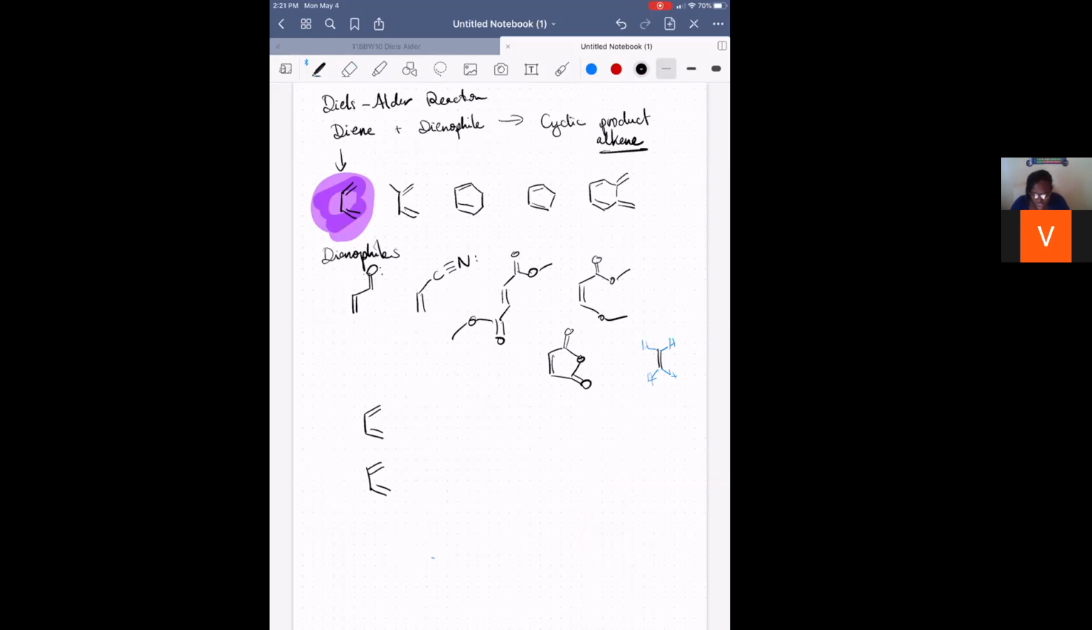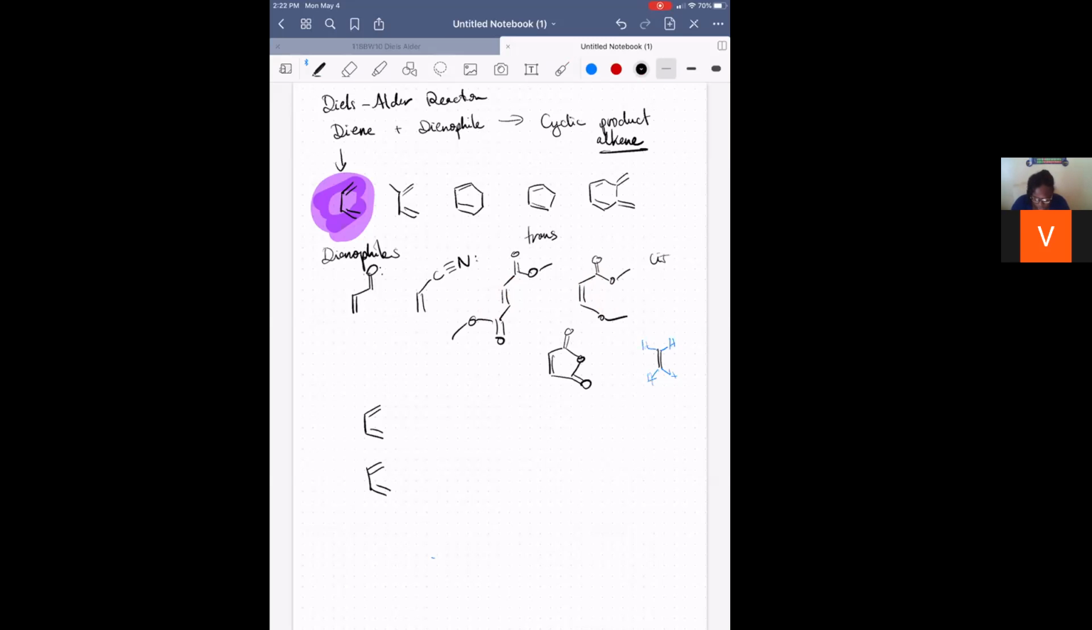So if we look at some of the dienophiles given, we have a trans dienophile species here and a cis dienophile species here. So this is trans versus cis, and they're isomers because they have the same chemical formula, right? But the stereochemistry is different, so they're stereoisomers.